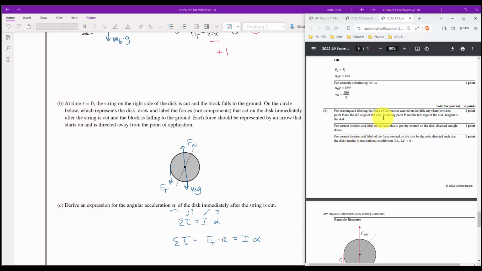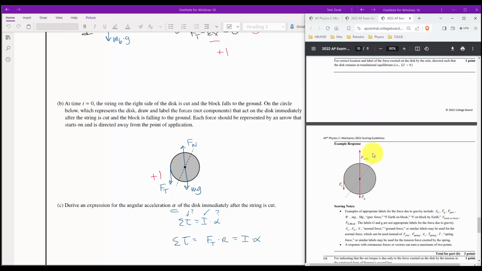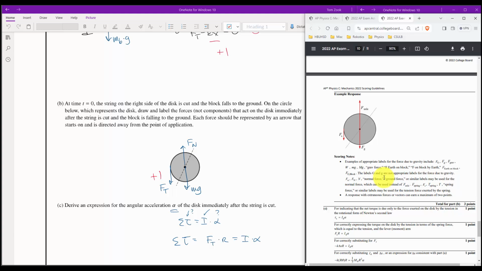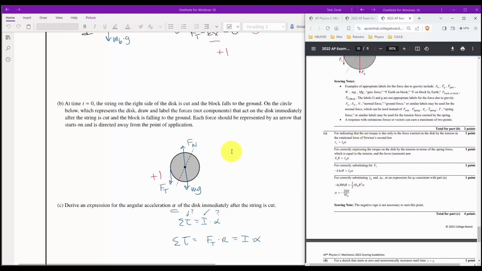For drawing and labeling a force of tension, that'd be worth 1 point. So 1 point here. I'm going to guess that a lot of students would not think to do these two forces. So let's pretend that we didn't do those. But that would be force due to gravity exerted on the disk, that'd be a point. And then for a correct, I would call it normal force. They're calling it force from the axle. And then there's some other scoring things down here, but I'm guessing most of you would get a point there. You'd say that there's the tension force.